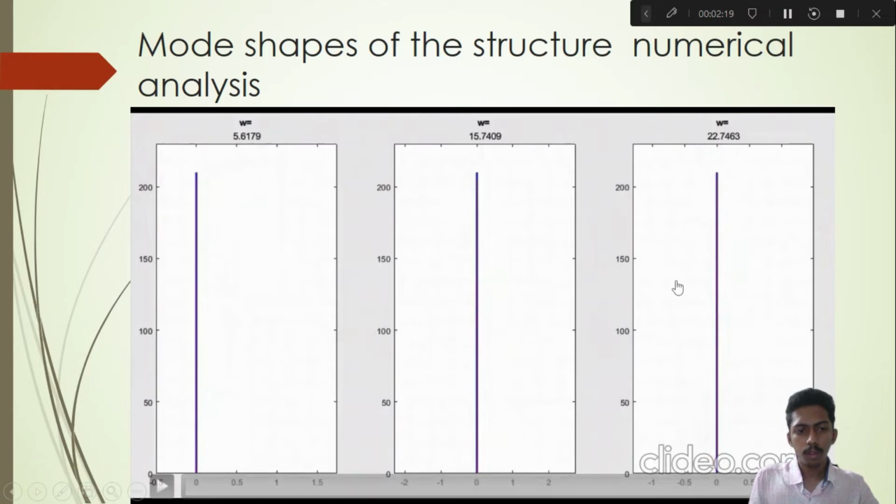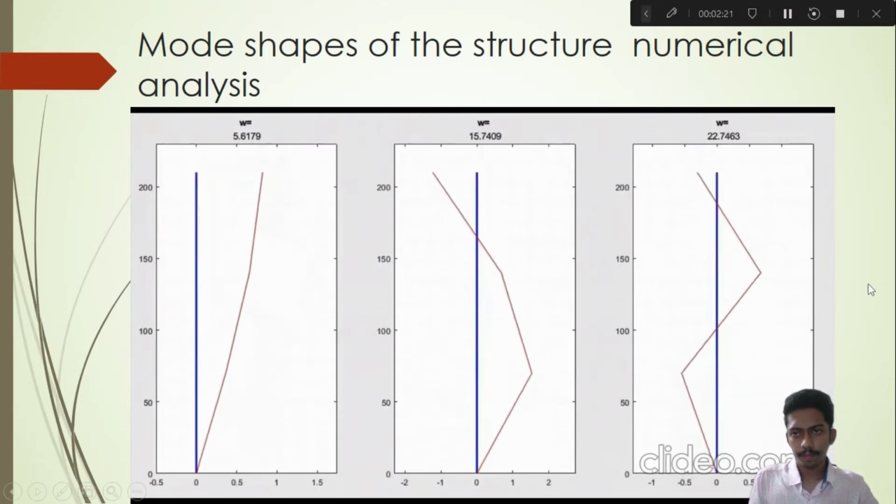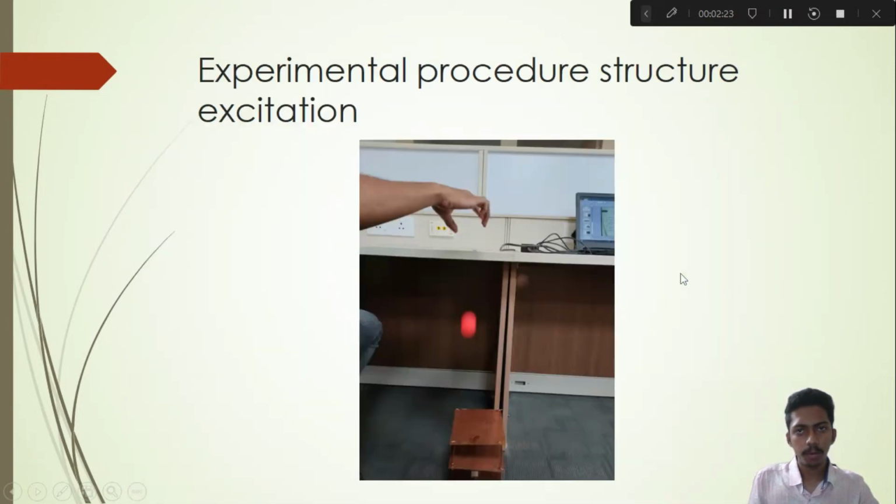Okay, for the experimental procedure, we are using a gravity hammer. So a gravity hammer is a drop hammer. We'll be measuring a particular height, then dropping a particular weight on top of the structure where we want to give the excitation. Now let's look into how the experimental procedure is done.